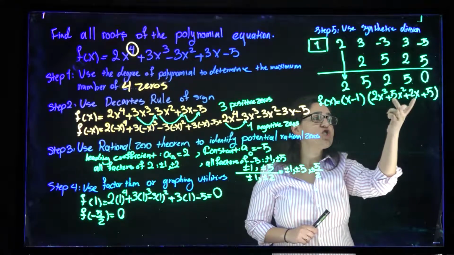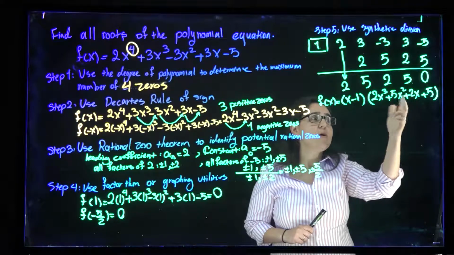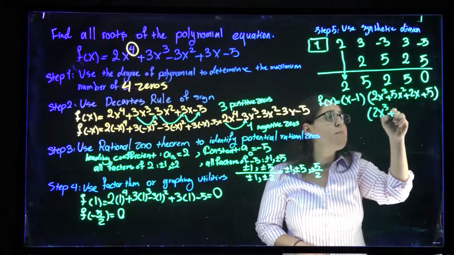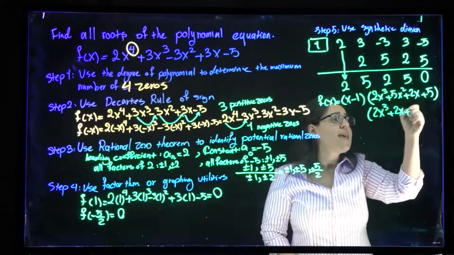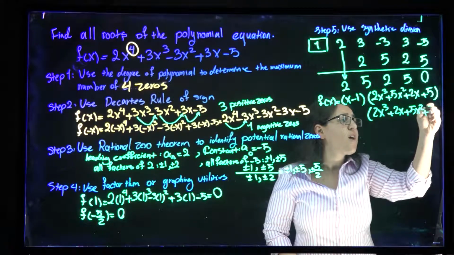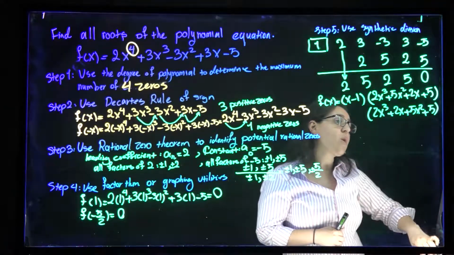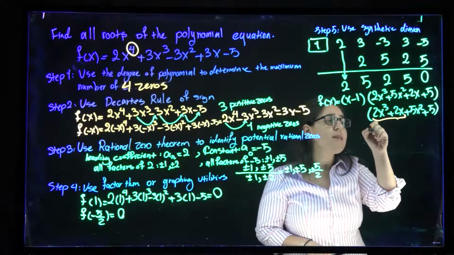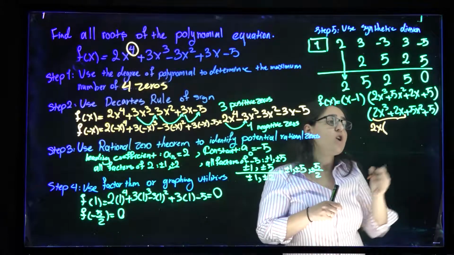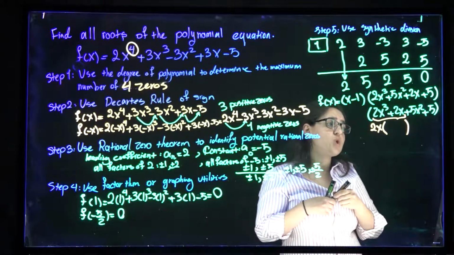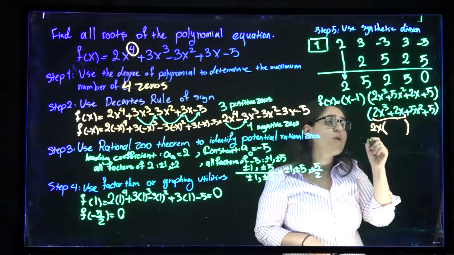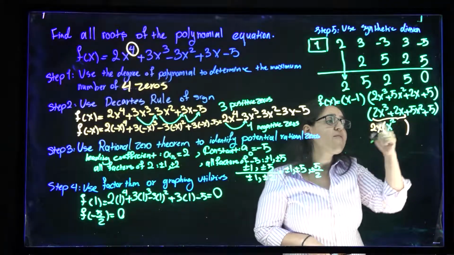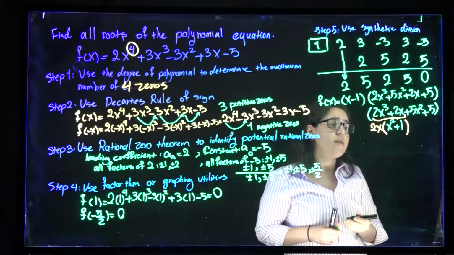If I just exchange the order of these two, my equation is going to be much nicer. I'm going to have 2x cubed plus 2x, and then I'm going to have 5x squared plus 5. If I take a look at the first two terms, they have 2x in common, so I can go ahead and factor out the 2x. If I factor out the 2x from the first term, I'm left with x squared, and from the second, I'm left with 1.